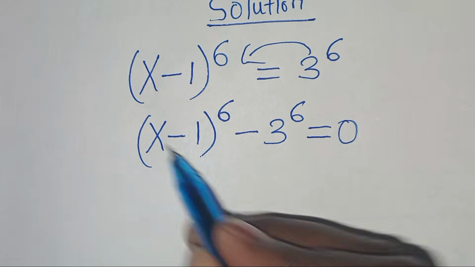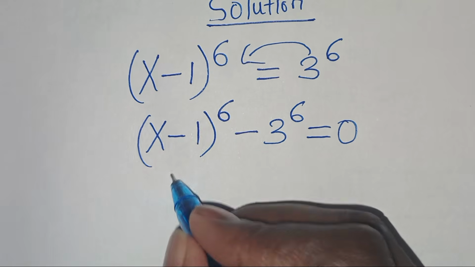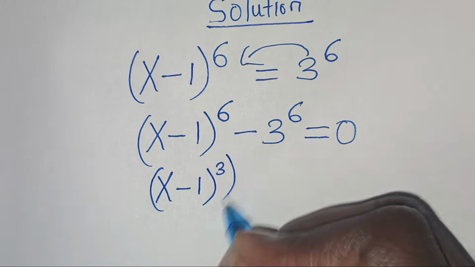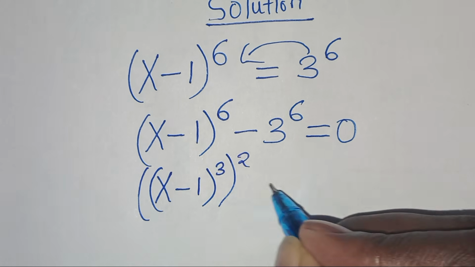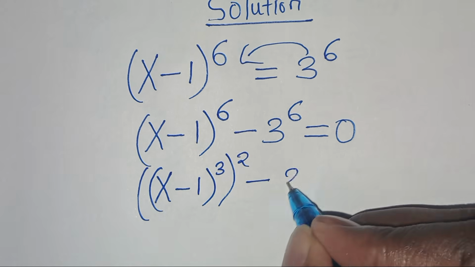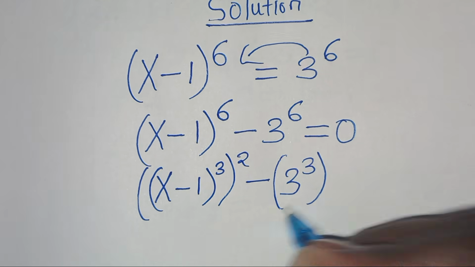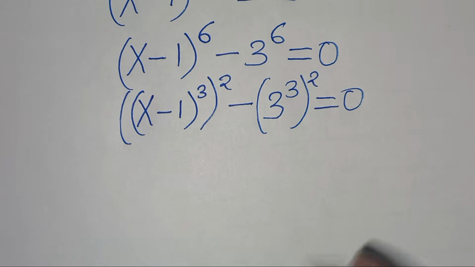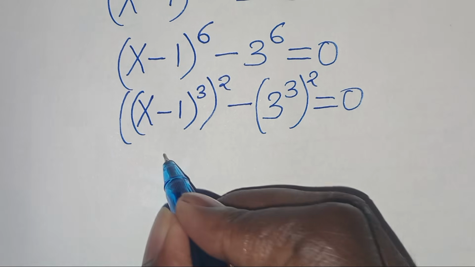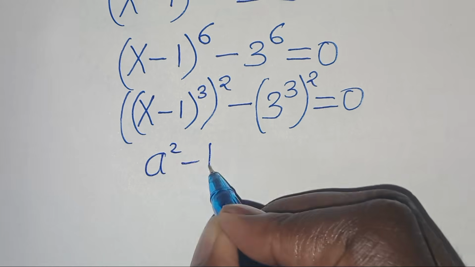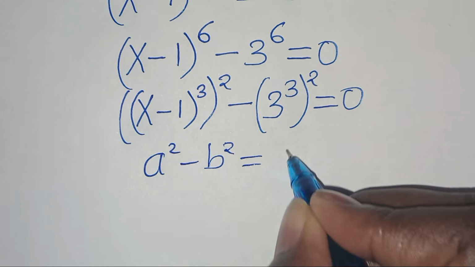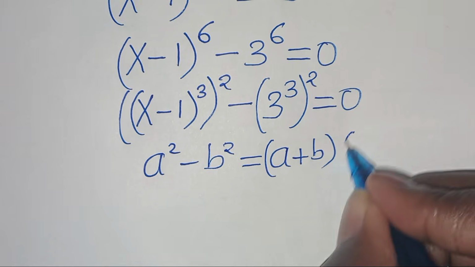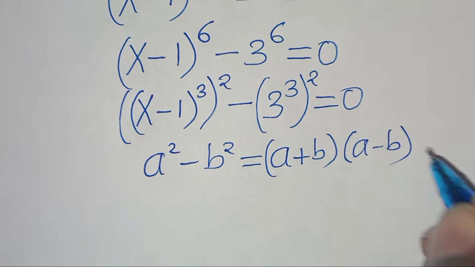We can express (x − 1)^6 as ((x − 1)^3)^2, and 3^6 as (3^3)^2, so ((x − 1)^3)^2 − (3^3)^2 = 0. Now, this equation is of the form a squared minus b squared, which we can express as (a + b) multiplied by (a − b).